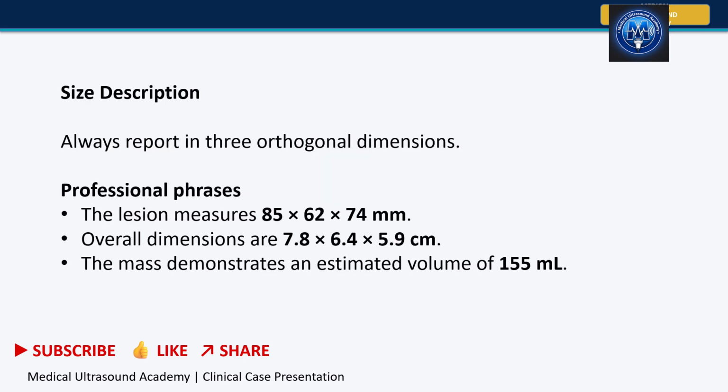Size description. Always report in three orthogonal planes. Professional phrases: the lesion measures 85 by 62 by 74 mm. Overall dimensions are 7.8 by 6.4 by 5.9 centimeters. The mass demonstrates an estimated volume of 155 ml.